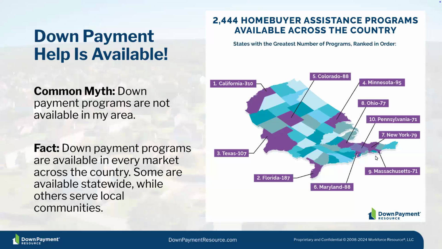And one thing we always like to point to, which just came out in our recent Q3 homeownership program index report, is the infographic in front of you, ranking at least 1 through 10 the top states with the amount of programs within those states.